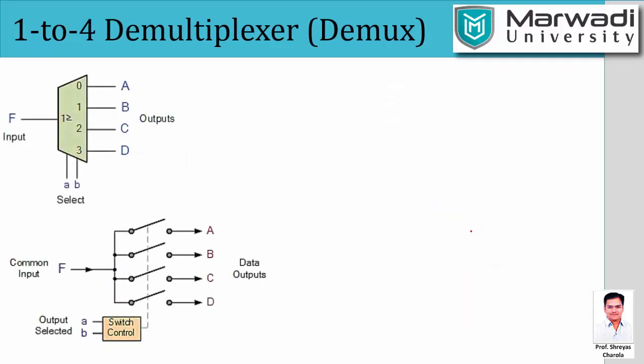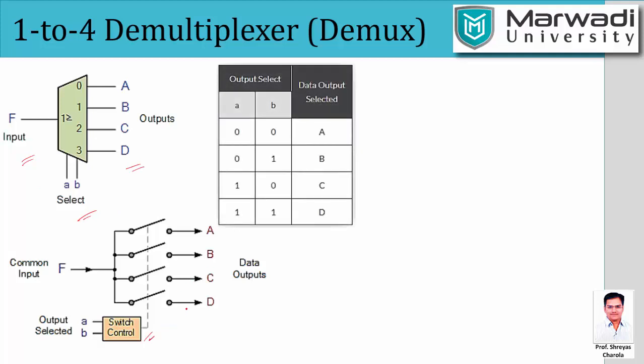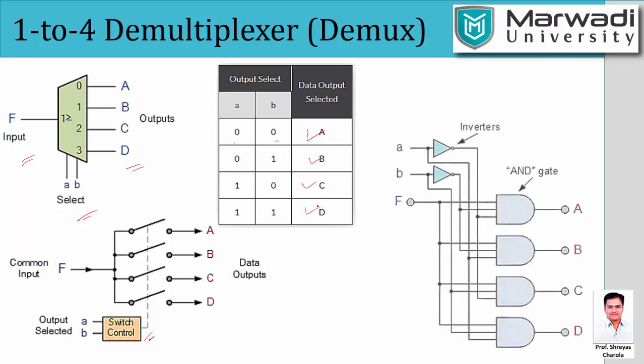Let us discuss the 1 cross 4 demux. I have 1 input, 4 outputs, and 2 selection lines that control the switching. If it is 0 0, the input will be sent to output A. If 0 1, the input will be sent to output B. Likewise for C and D.